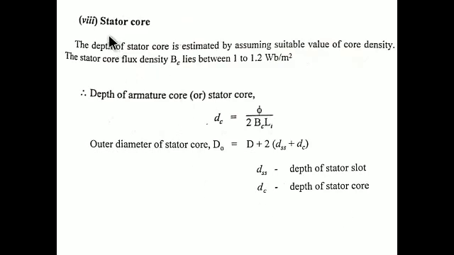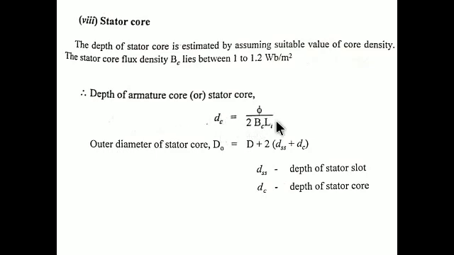Then the last one of stator design is the stator core. Here it is the core content. The depth of the core is estimated by assuming a suitable value of core density. So the core density value is important for calculating the stator core properties. Then the stator core flux density BC always lies between 1 to 1.2 Weber per meter square. So this is the formula for finding the depth of the armature core or stator core.